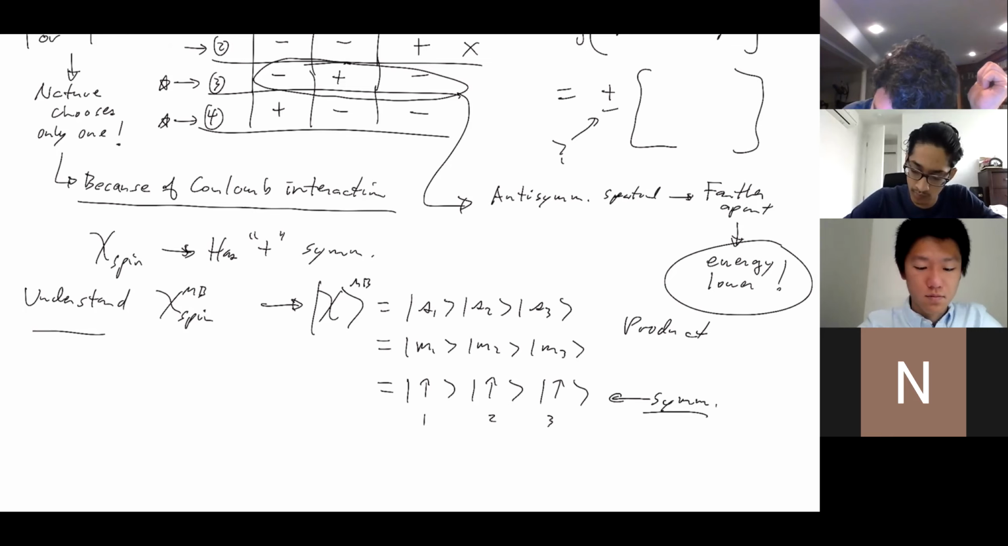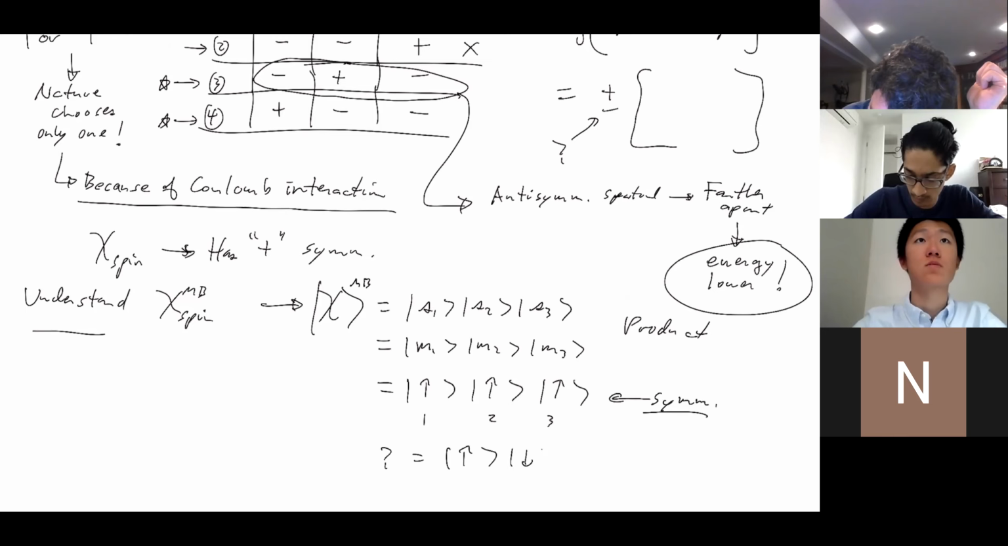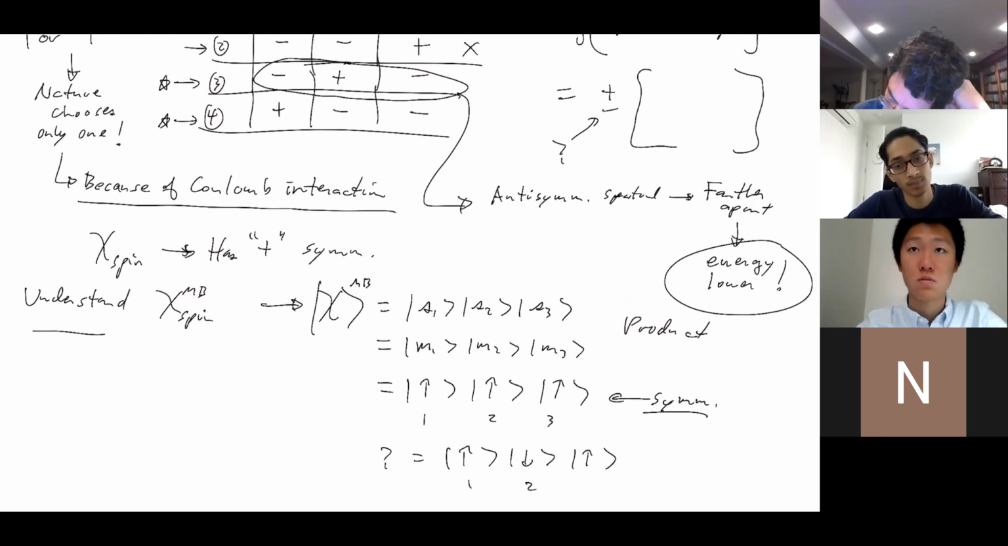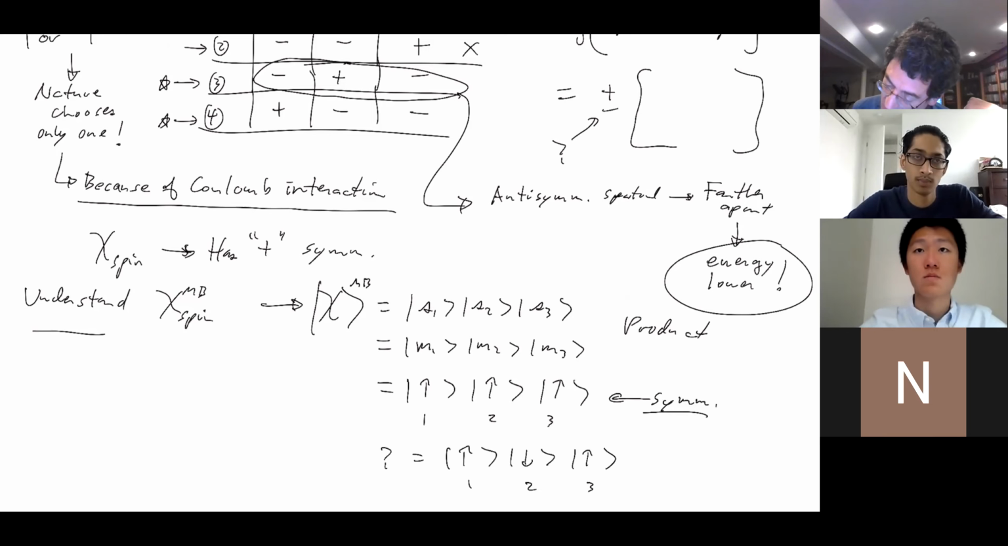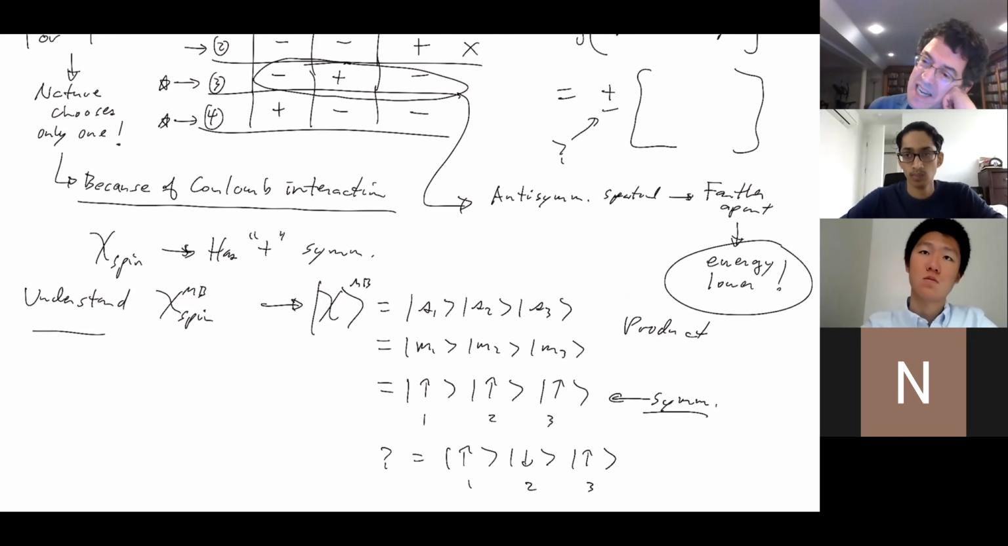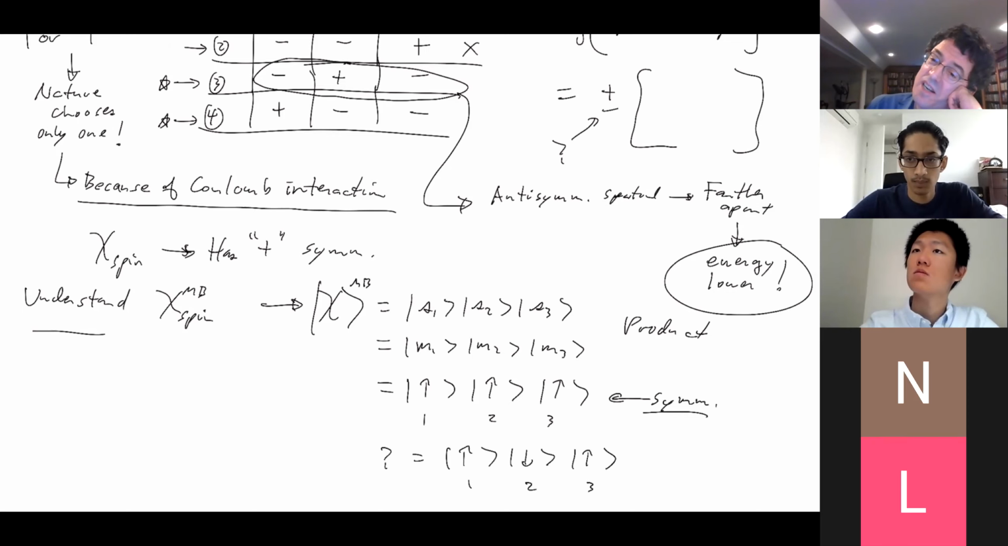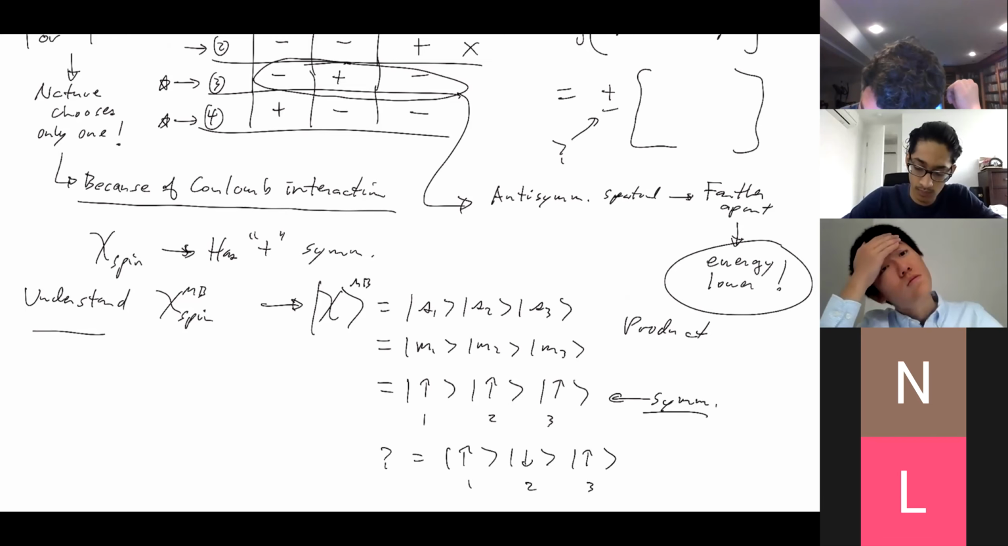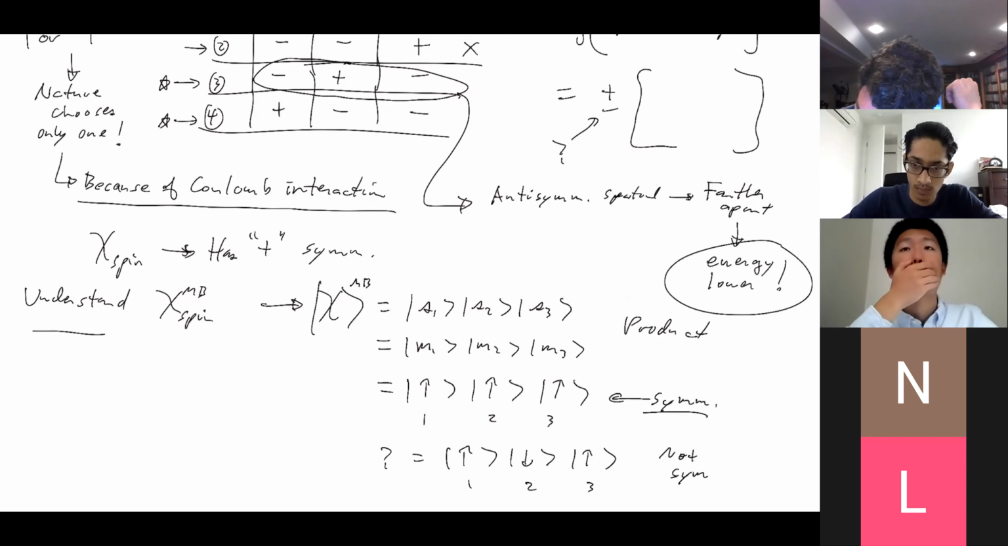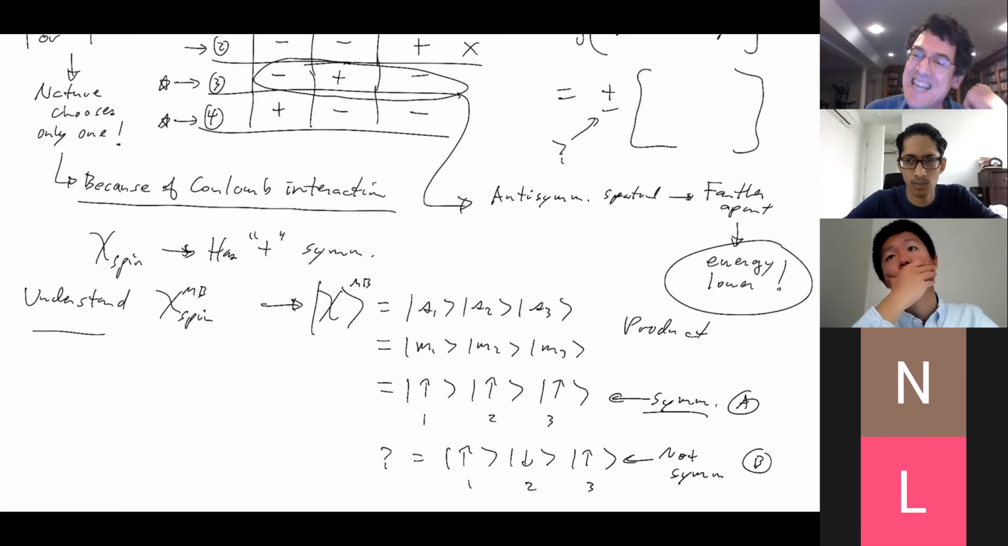But how about if I had chosen this one? Up, down, up. Is this one symmetric? This is particle 1, particle 2, particle 3. If I exchange particle 1 and particle 2, do I get the exact same state? No. That's right. Is it symmetrized? It's not symmetrized. So which one does nature like, this one A or this one B? A. Yes, nature wants A.